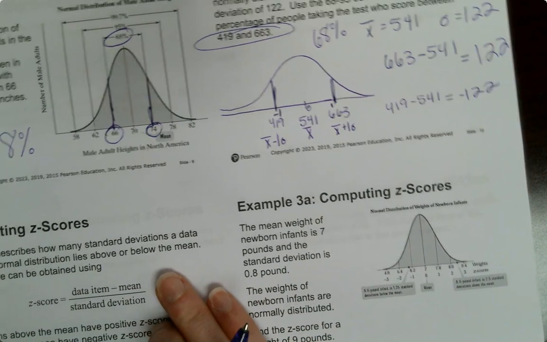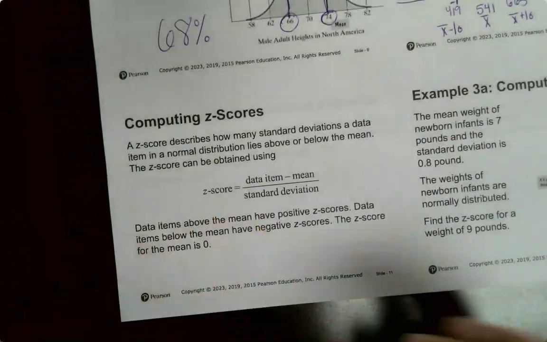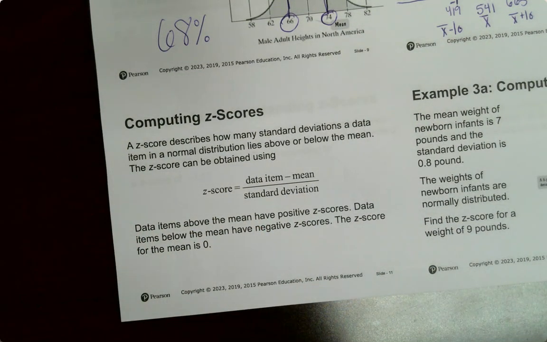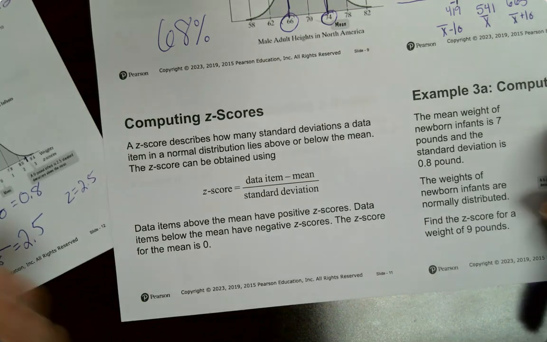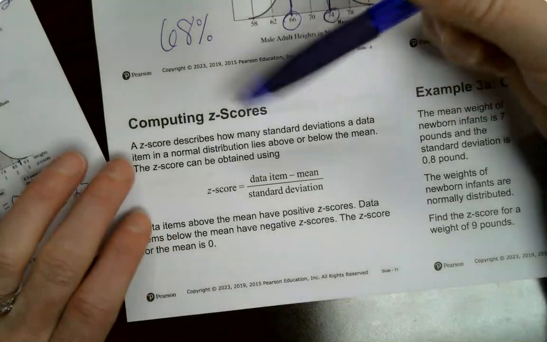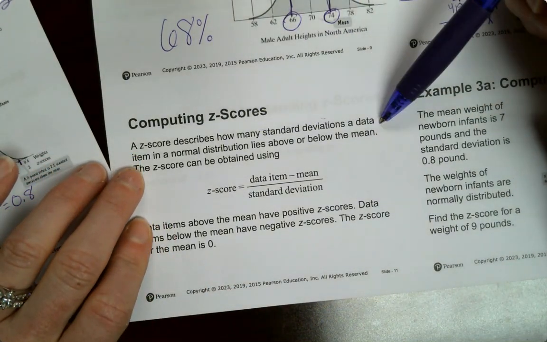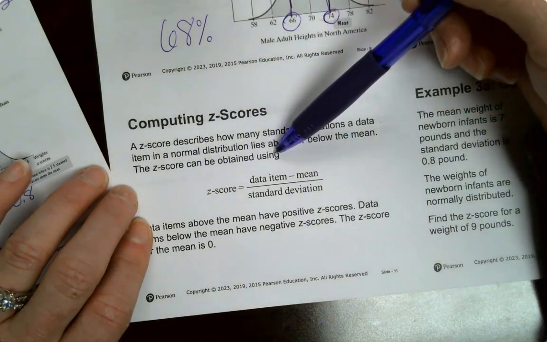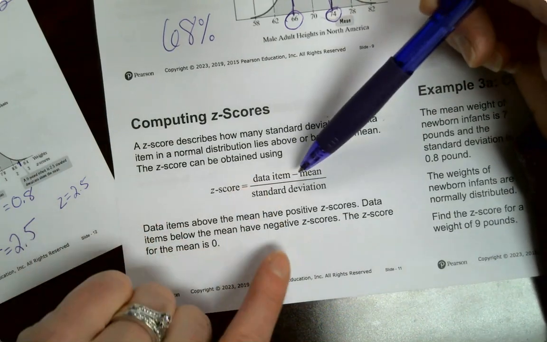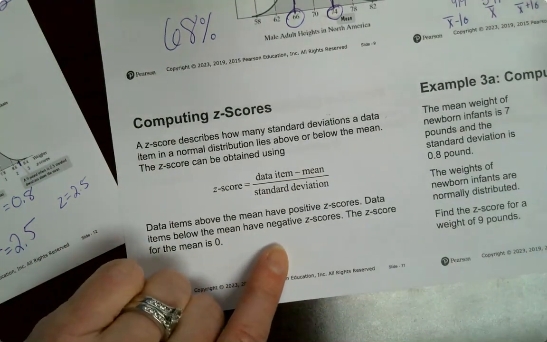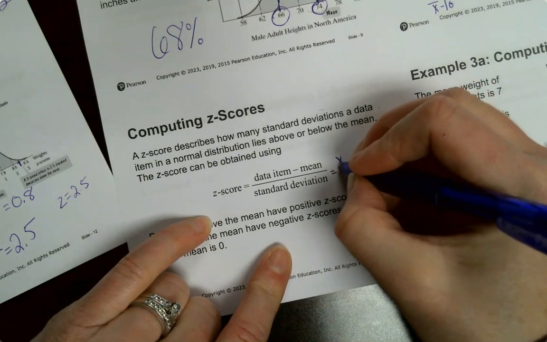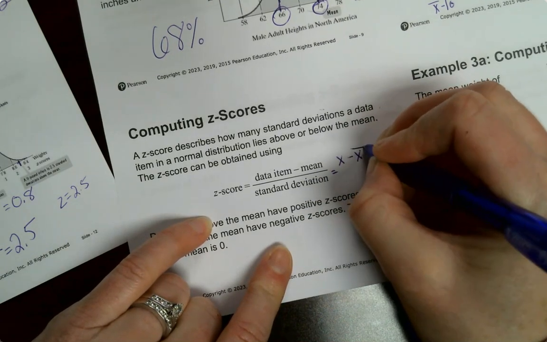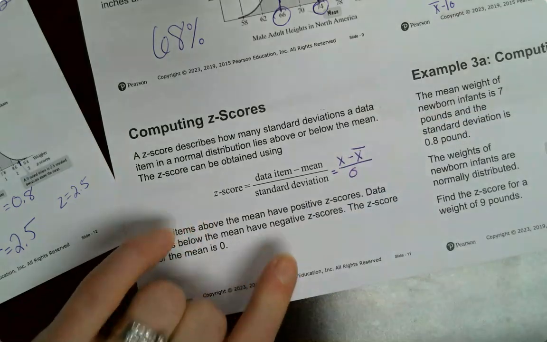Okay, now let's move on to z-score. I kind of talked about it. A z-score is a way to show how far away a value is from the mean. It doesn't matter what your mean or standard deviation is. It describes how many standard deviations a data item in a normal distribution lies above or below the mean. A z-score can be obtained by taking your data item minus the mean, divided by the standard deviation. So I'm going to write this as x minus x bar, divided by your standard deviation.